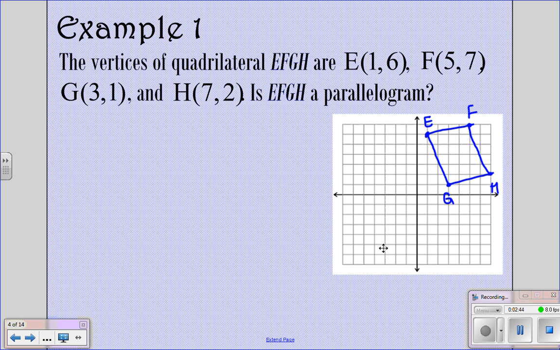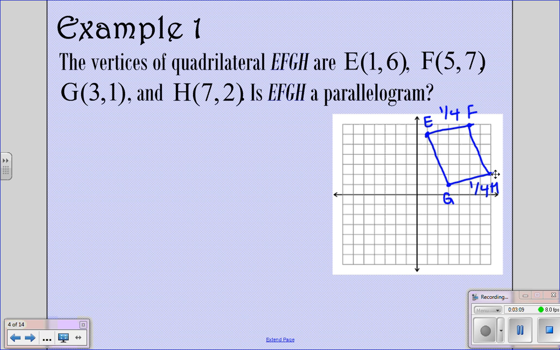Well, we know that opposite sides of a parallelogram are parallel. So we need to find the slope from E to F. So we went up 1 and over 4. So the slope here is 1 over 4. On the opposite side, the slope is also 1 over 4. So those two sides are parallel.